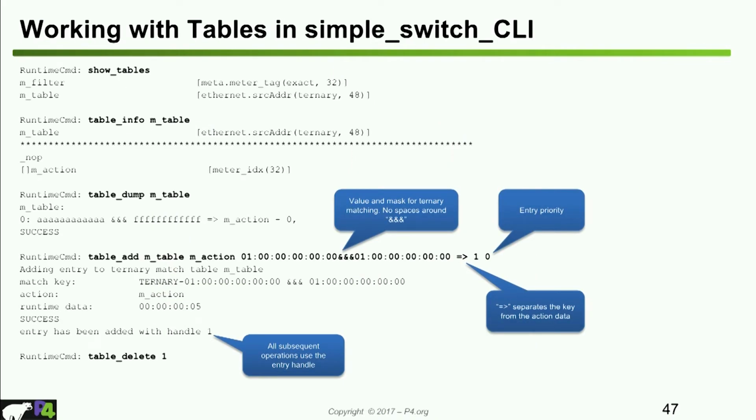Once you connect to the command line interface and to a particular switch, you can type help and see the list of all of the available commands that can be used to debug and figure out what's going on in your table. You can show all the tables that are in the switch, dump table entries, add and remove table entries, and so forth.